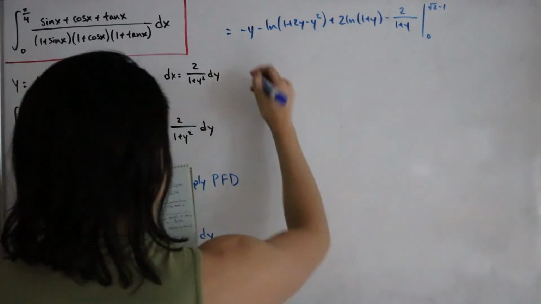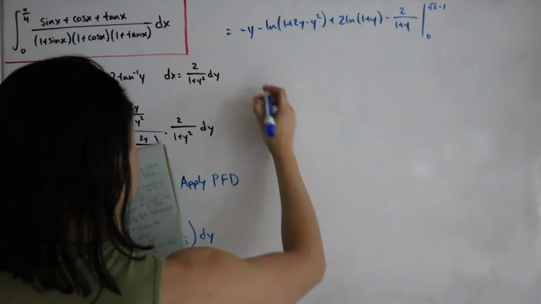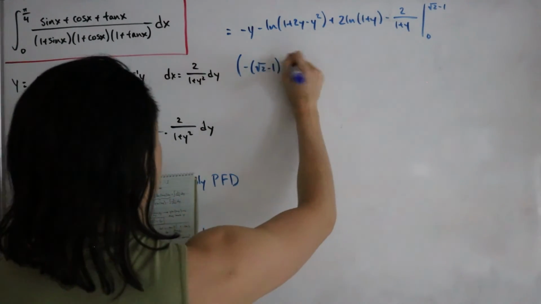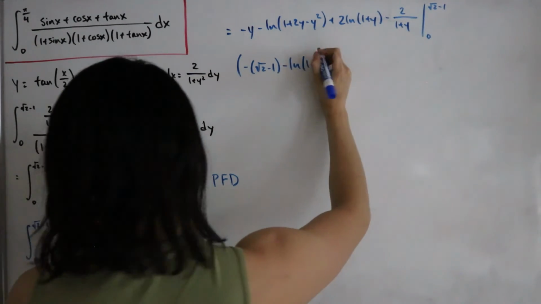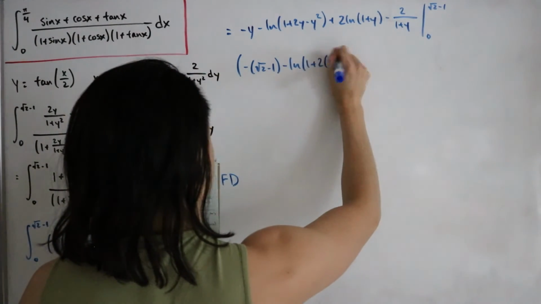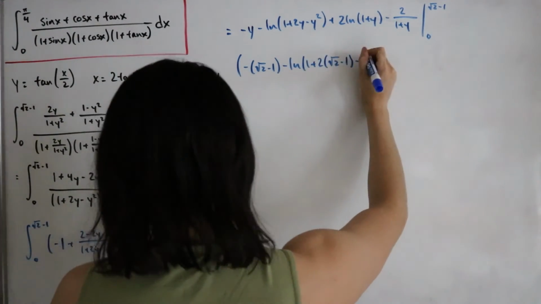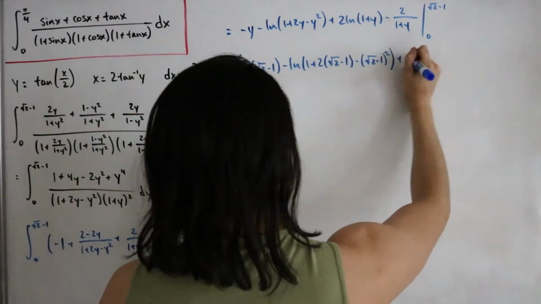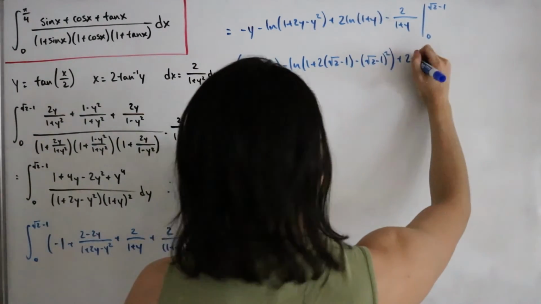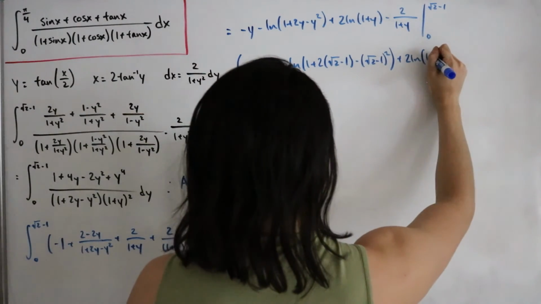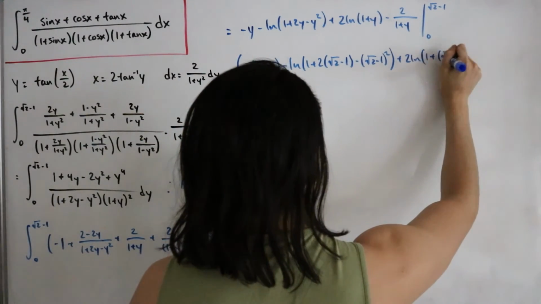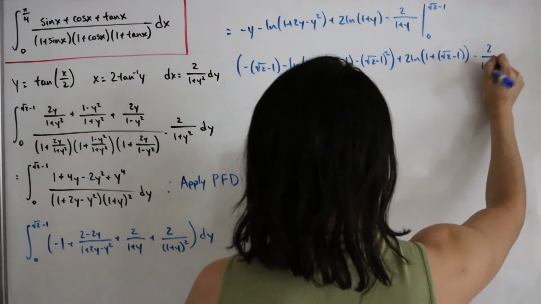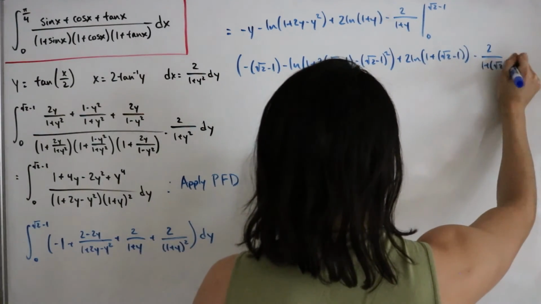Okay, so why don't we actually do that? So first, let's plug in the square root of 2 minus 1 into the formula. So then I have square root of 2 minus 1 over here, minus the natural log of 1 plus 2 times the square root of 2 minus 1. Then minus square root of 2 minus 1 quantity squared. Add this with 2 times natural log of 1 add this with the square root of 2 minus 1. And then subtract 2 divided by 1 plus square root of 2 minus 1.